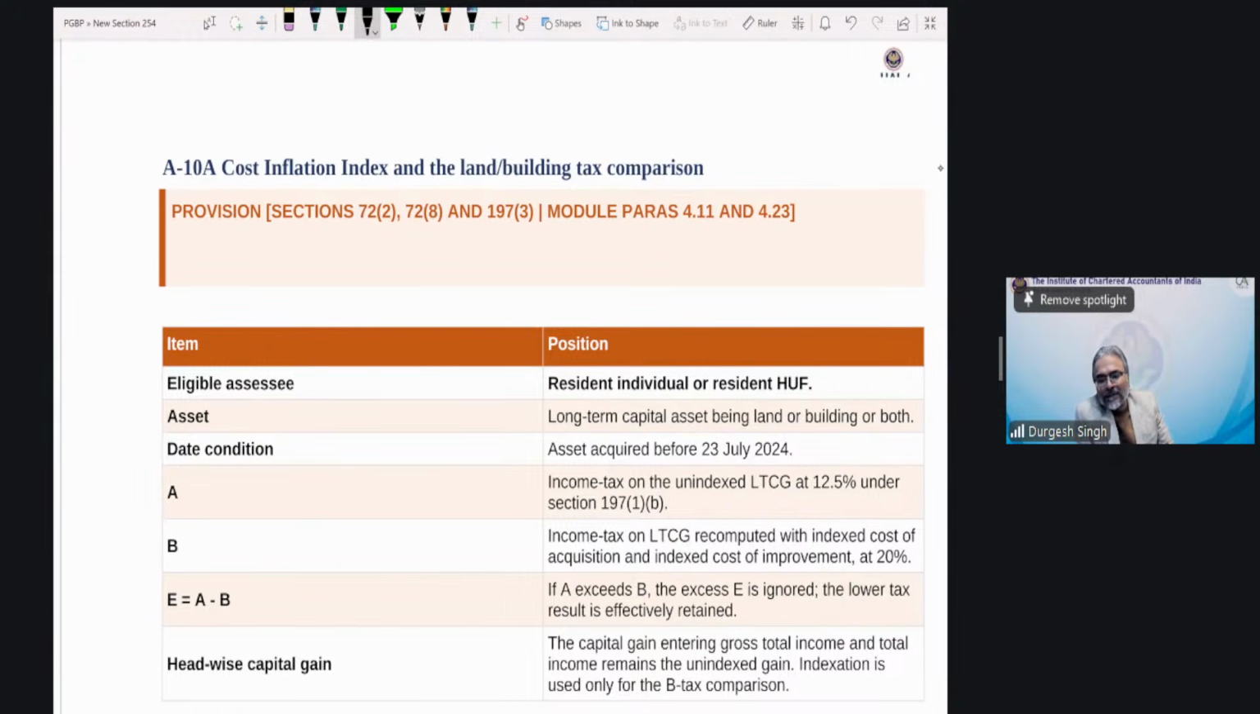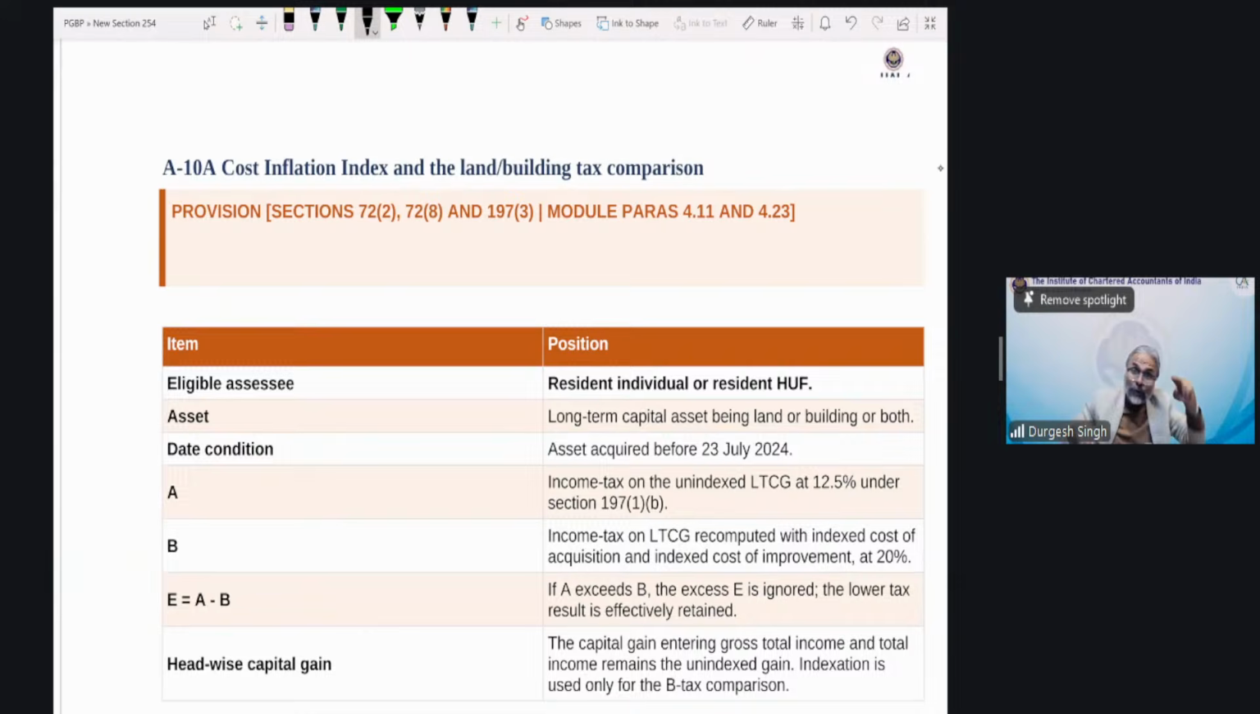After that, assets: long-term capital asset being land or building or both. So only for this asset, and that too, a date condition you have to satisfy. This asset you should have purchased, students, before 23rd July 2024. Just check whether your parents would have purchased it. They would have this option. Now tomorrow, students, you would be earning, and then you may acquire one house property. You will not then get this option because your date of acquisition should be before 23rd July 2024. Yes, your parents may have acquired those house properties before this date. You may inherit those properties later.